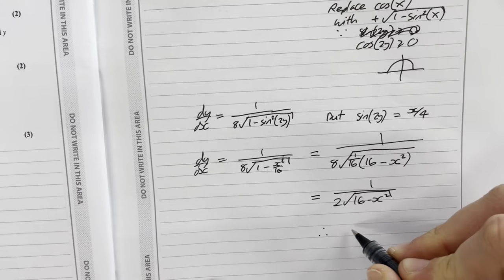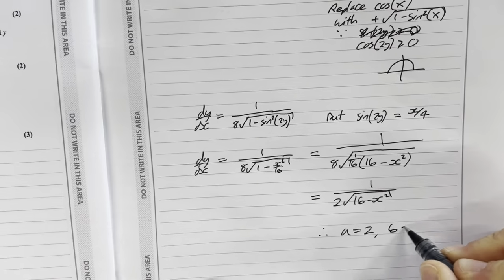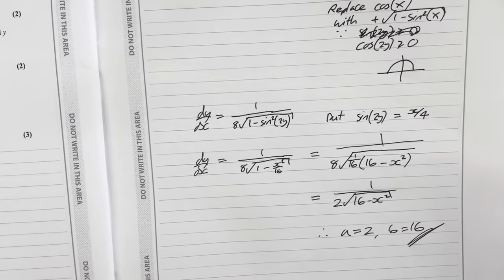Okay, a is 2, b is 16. And again, you don't have to state that a is 2 and b is 16, because it's in the form of that, so we're good. And that's the correct answer.